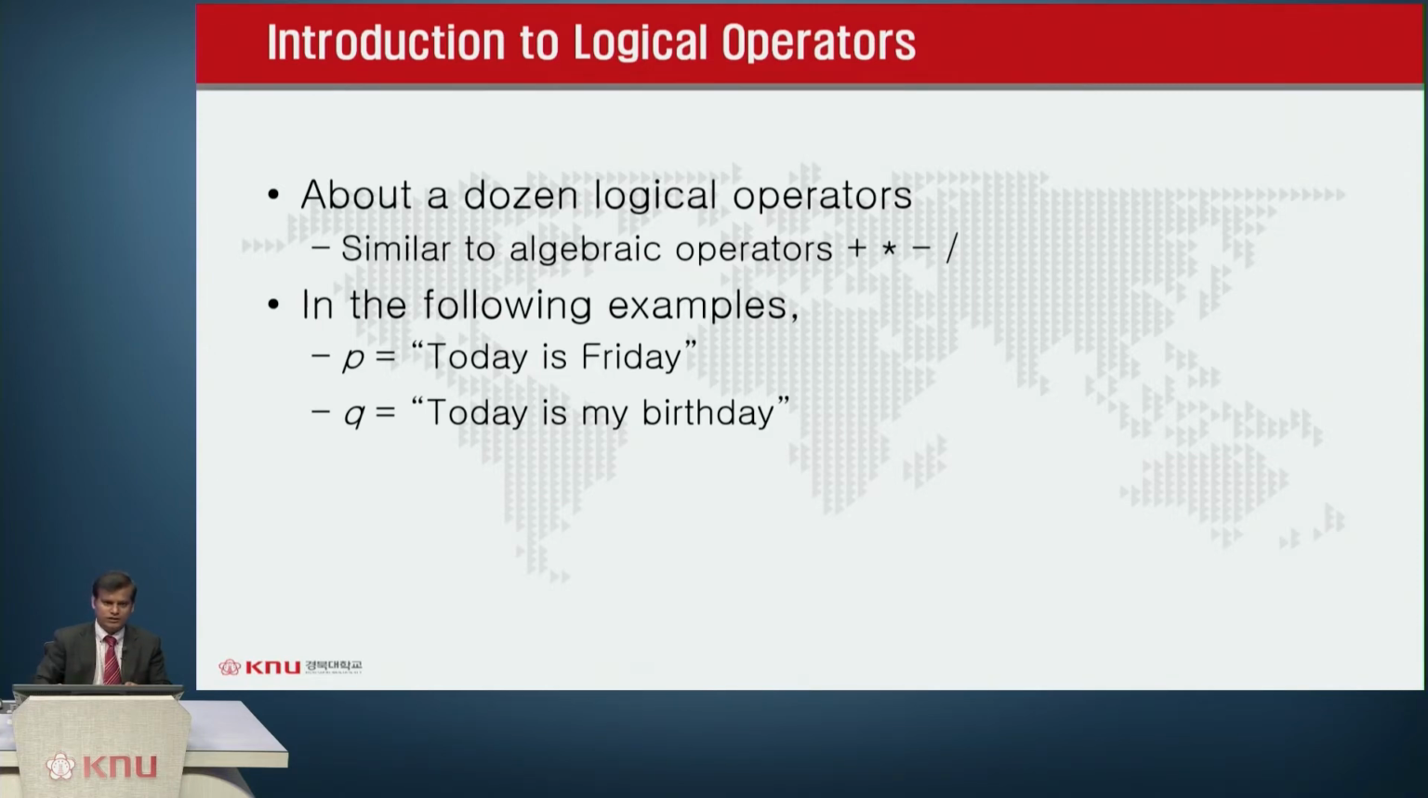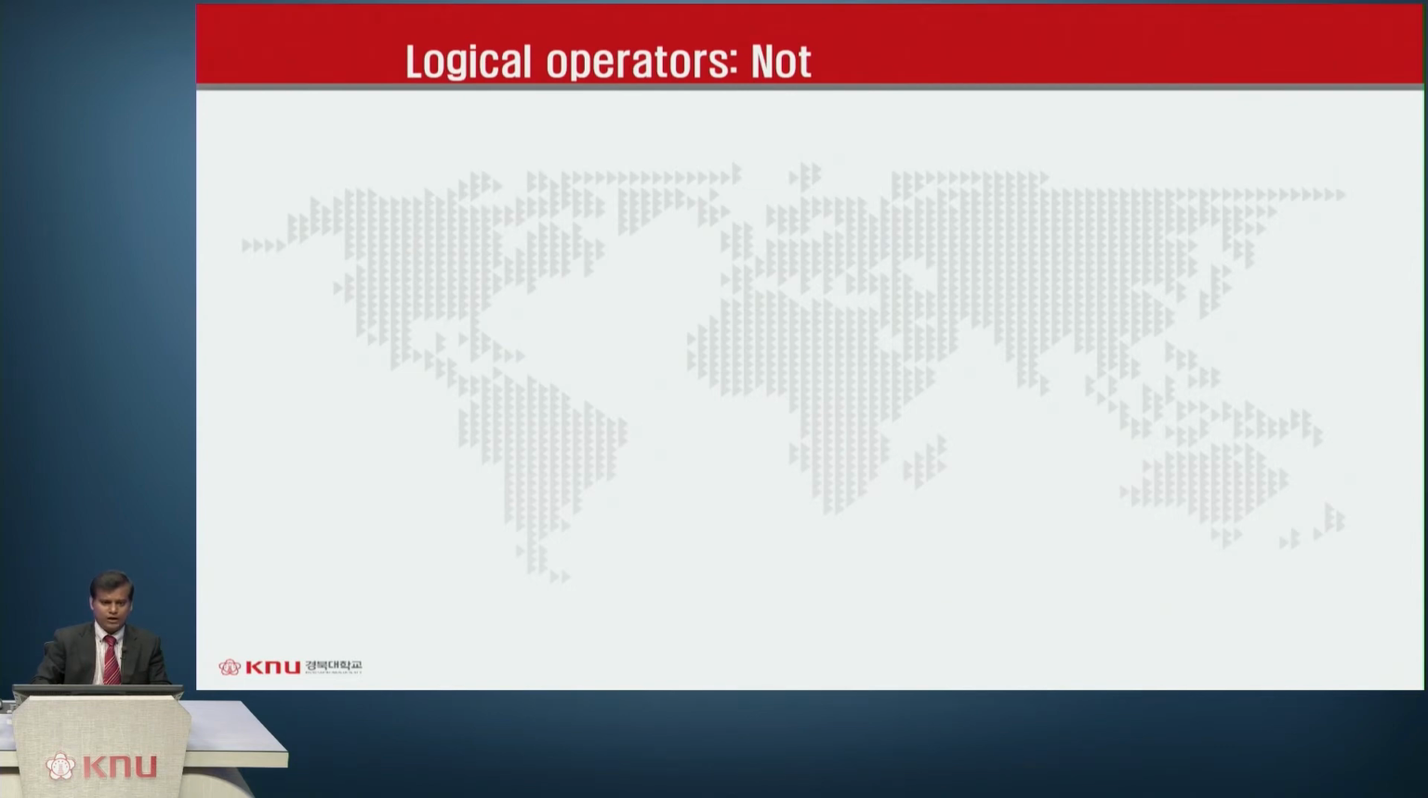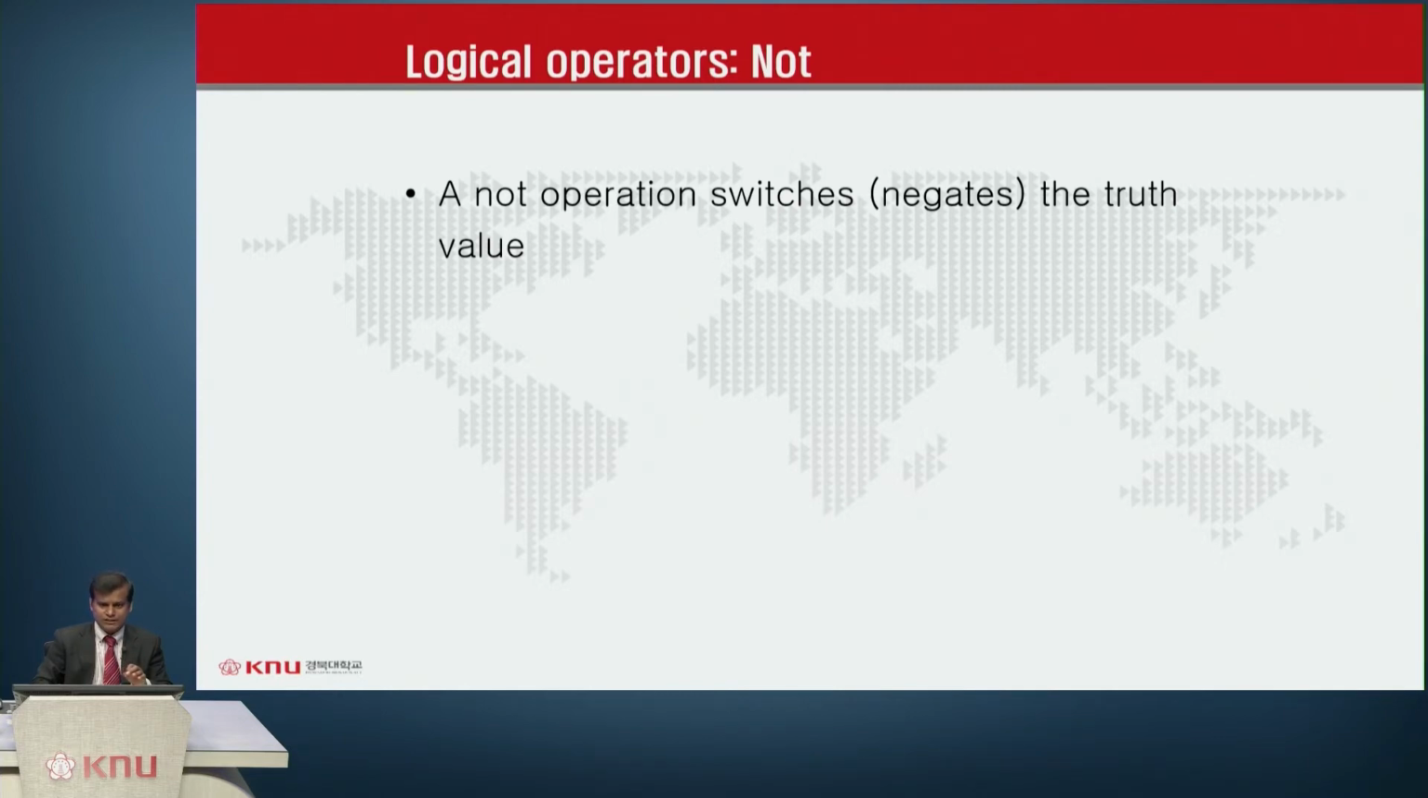Let's begin with the first logical operator, not. A not operation switches or negates the truth value. Say, for example, the truth value is false. This negation operator changes or switches its value to true.